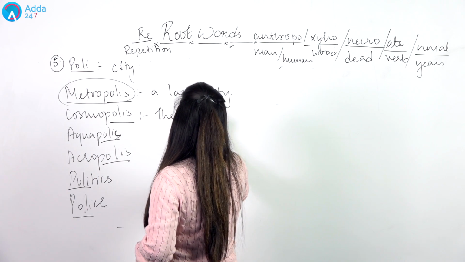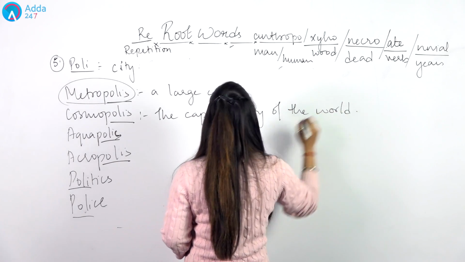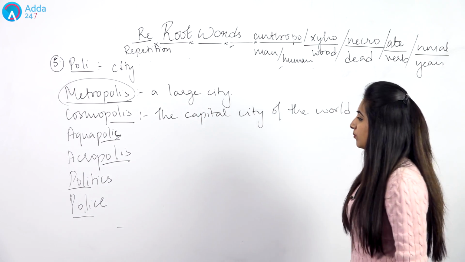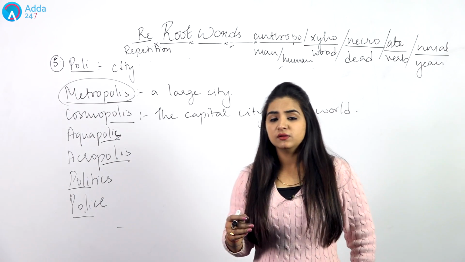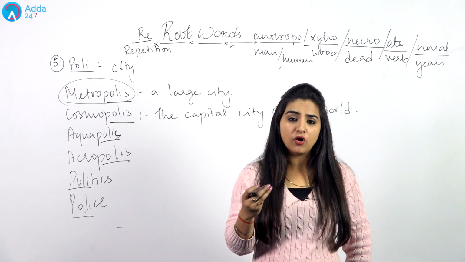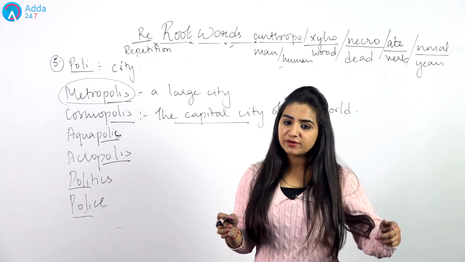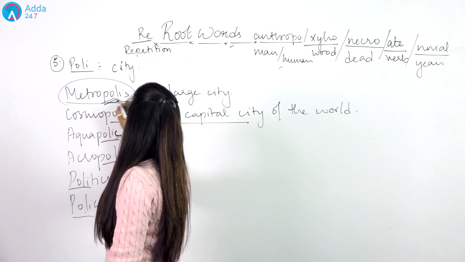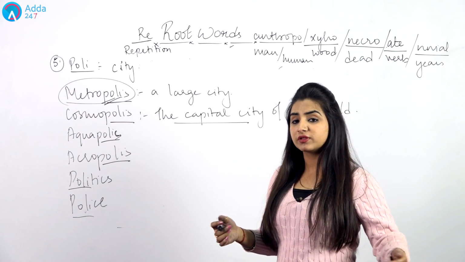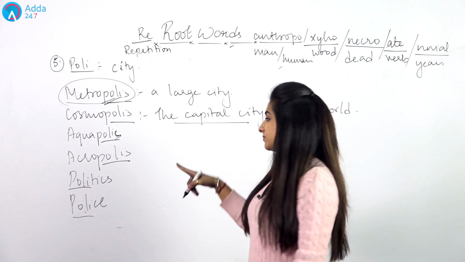But when I say cosmopolis, cosmopolis means the capital city of the world, the capital city of the country, the capital city of the state. So if I say the capital city of India, it is Delhi. The cosmopolis of Uttar Pradesh is Lucknow. So you can have only one cosmopolis of one region at a time, but a metropolis, a large city, there can be more than one large city in a state or in a region. So metropolis can be more than one, but cosmopolis will be only one.